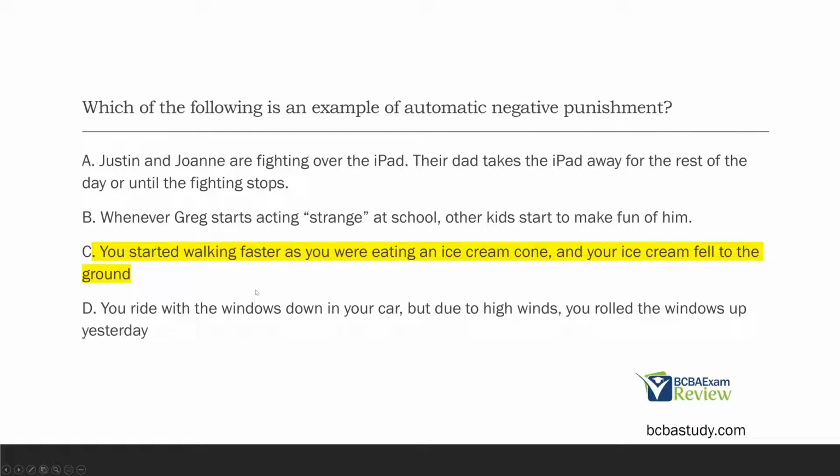You started walking faster as you were eating an ice cream cone, and your ice cream cone fell to the ground. Now, yes, in order to determine if something is punishing or reinforcing, we need to know what happens to future behaviors. But in none of these options do we know what happens to future behaviors, okay? So we need to still just pick the best answer that's going to be closest to automatic negative punishment.